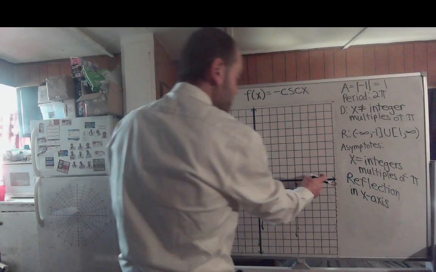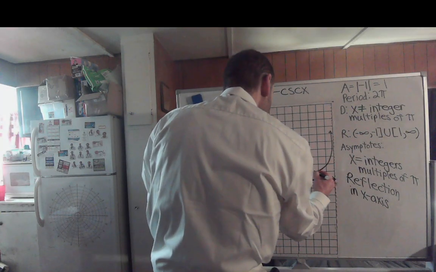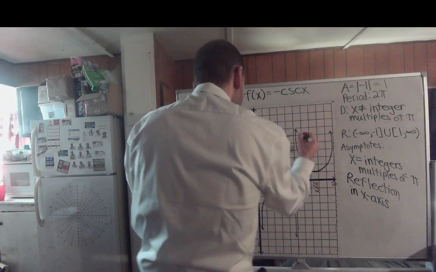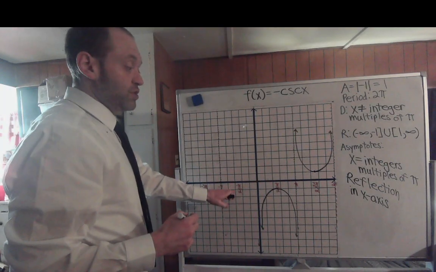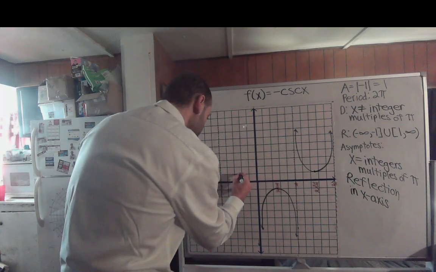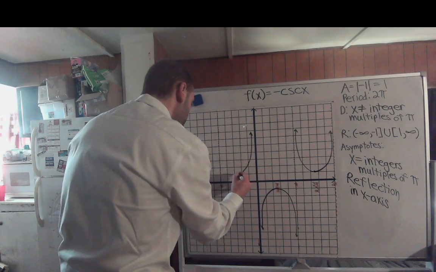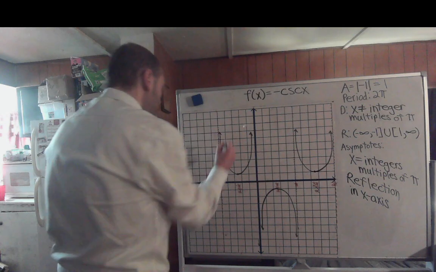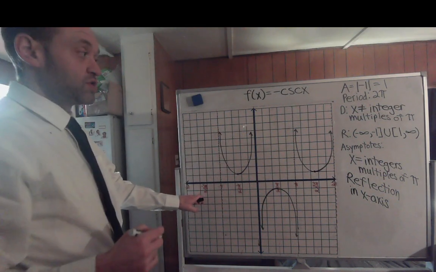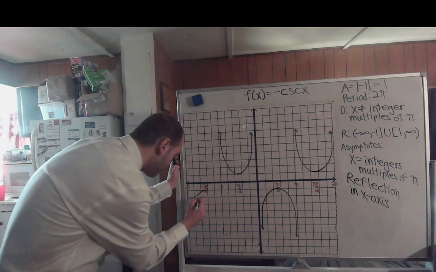At 3 pi over 2, normally the cosecant's negative 1. If you negate that, you'll get positive 1. Negative pi over 2 is normally negative 1, but if you negate that, you'll get positive 1. And then negative 3 pi over 2 is normally positive 1. If you negate that, you get negative 1.